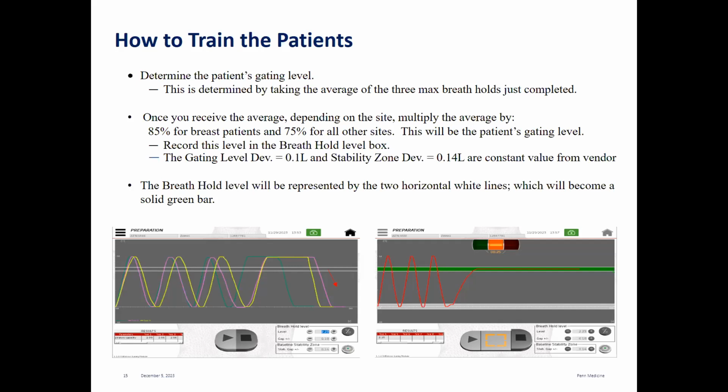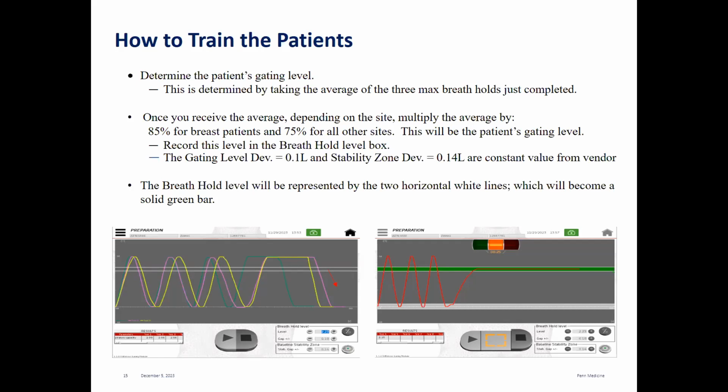Here at Penn, we multiply that average depending on the site. So if it's a breast patient, those patients are going to get multiplied by 85%. For every other site, that percentage is 75%. This will be the patient's gating level. If the patient was holding at 100% the whole time, every time, they would get tired and fatigued and wouldn't be able to use the device. So that's why we have them use only 75 to 85% of that.